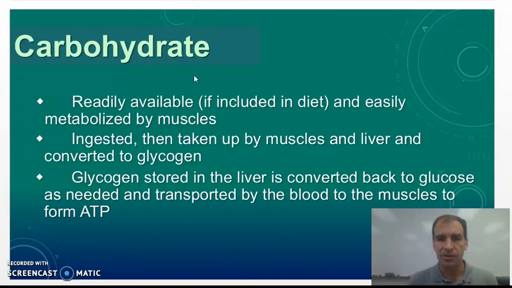If you've had me for nutrition, you know that carbohydrates come in three forms: monosaccharides, disaccharides, and polysaccharides. The key monosaccharide we're going to talk about is glucose. So when I talk about carbohydrates, I'm often going to say glucose. That's one of the most common monosaccharides. It's not the only one, but it's the one we generally talk about when we discuss ATP. So whenever you hear glucose, think carbohydrate.